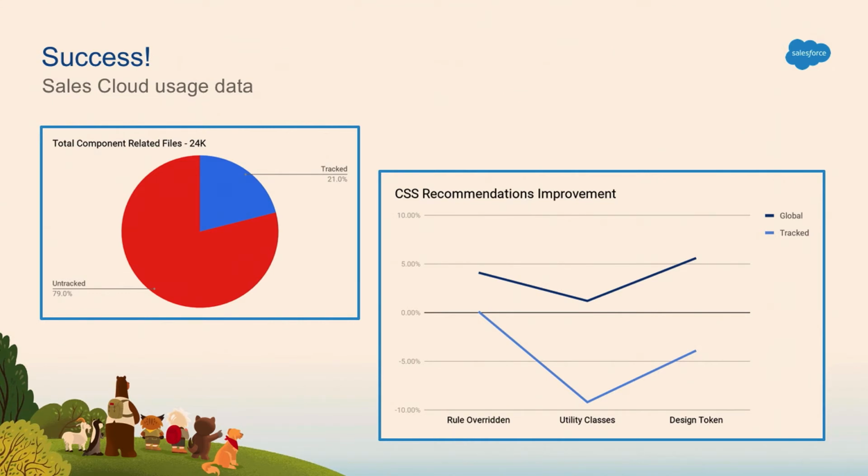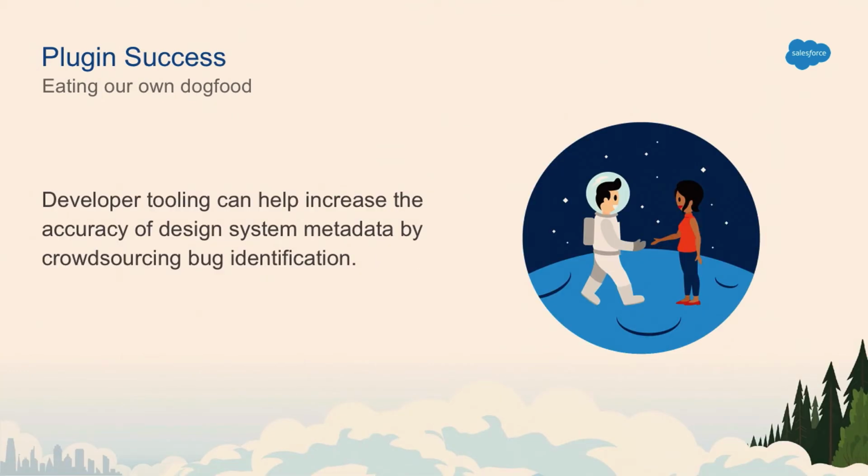But if you look at the lighter blue line, that represents Sales Cloud. We actually are doing negative recommendations, almost to a 10% decrease every single release. So this is how successful the tool has been for us. Give it back to John to talk about how we actually dogfood it in other scenarios.